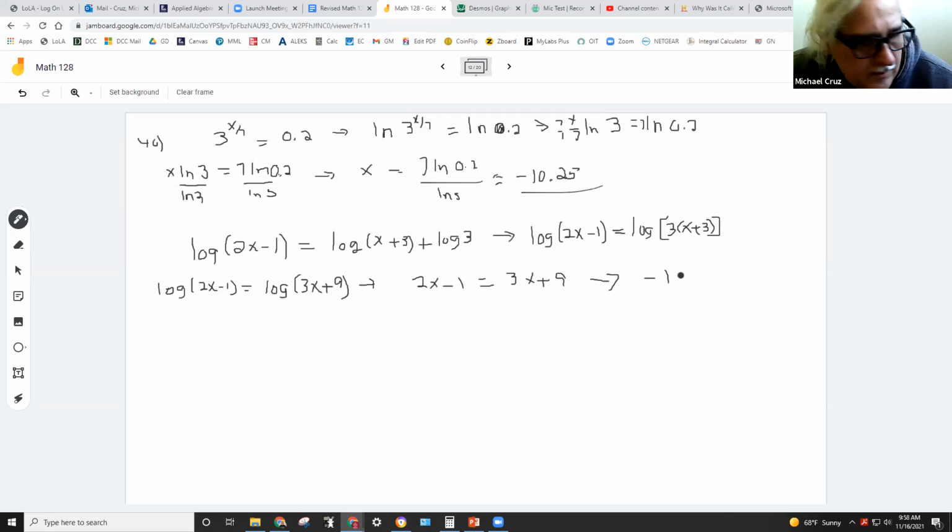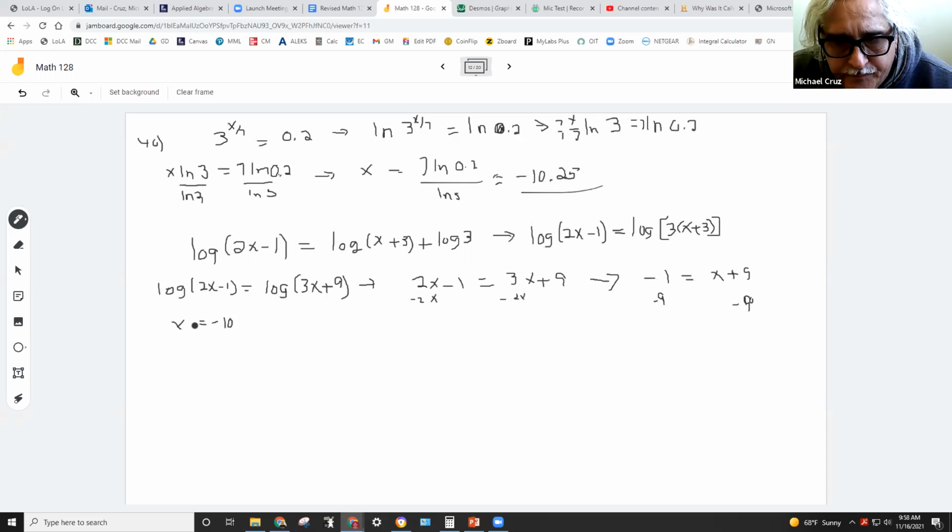-1 is equal to x. So let's subtract 2x. All right, so now, and then subtracting 10. I'm sorry, subtracting 9. So that means x is equal to -10.